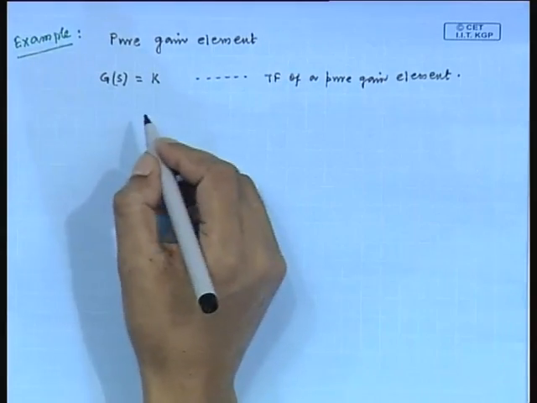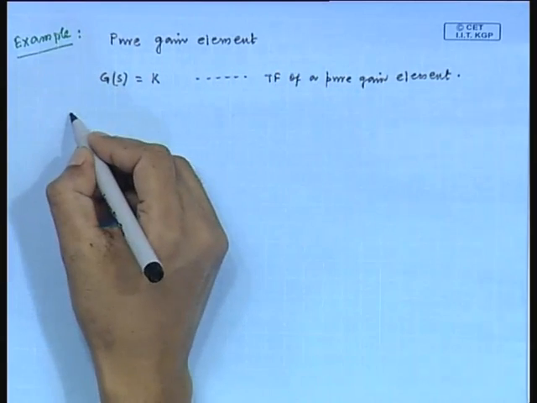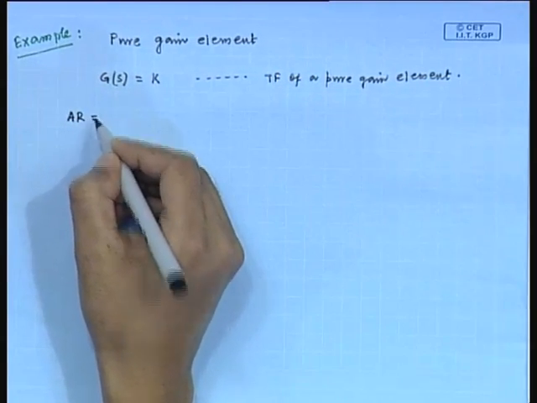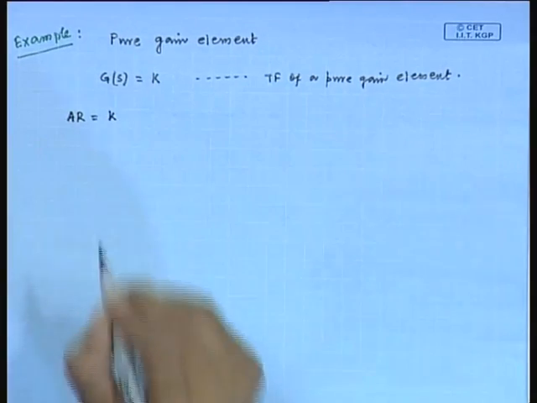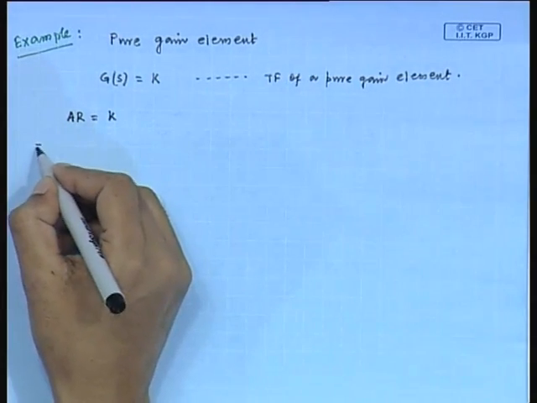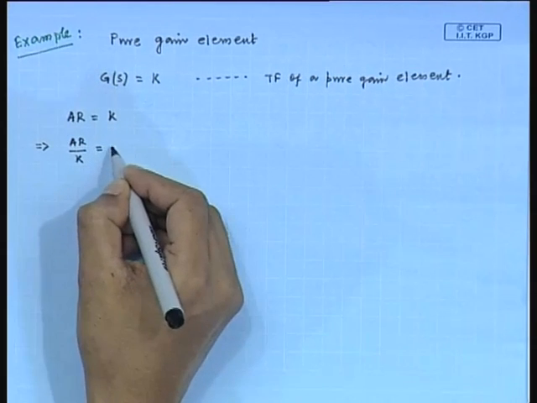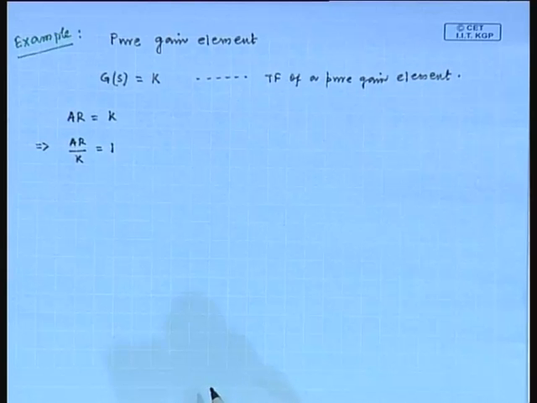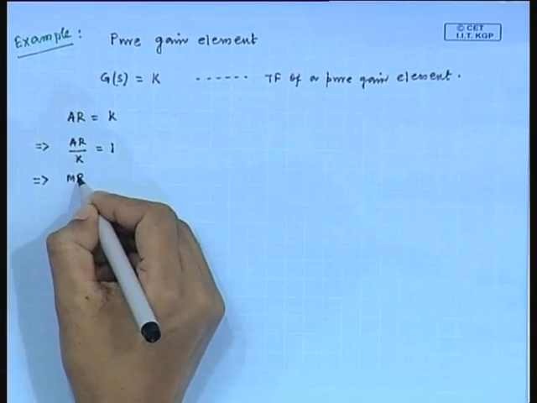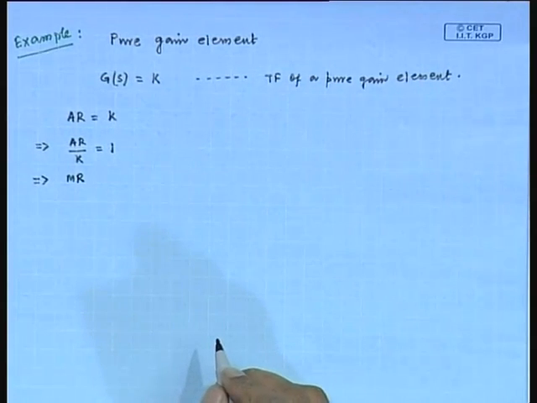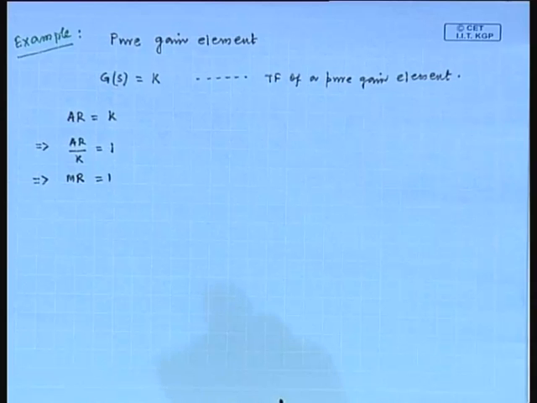Now, there is no need to express in terms of real and imaginary terms. We can directly find the expressions for amplitude ratio. What is amplitude ratio? K. So, we can write this again as amplitude ratio by k equals 1. So, here amplitude ratio by k is the magnitude ratio. That means magnitude ratio is equal to 1.